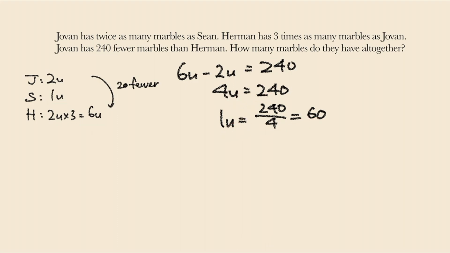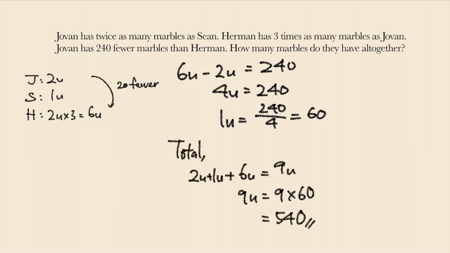How many marbles do they have all together? So we are going to total everything up. That's 2u, 1u, 2u, 2u, 1u, 6u. So that's 2u, 1u, 6u, total of 9 units. And therefore, 9 times 60 gives us 540 as the answer.